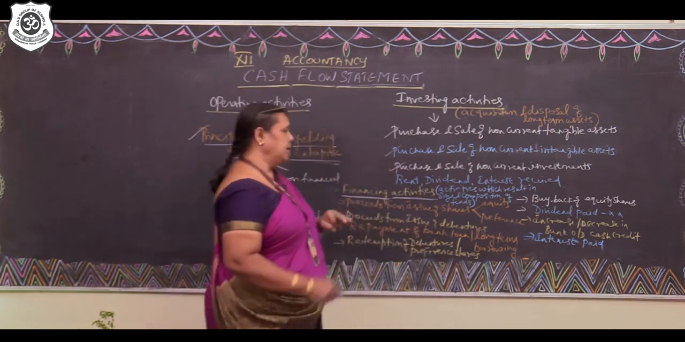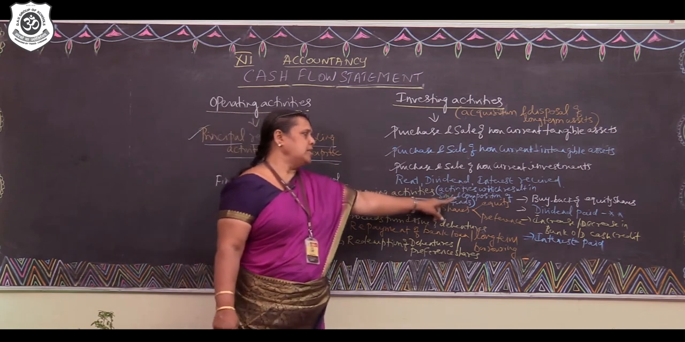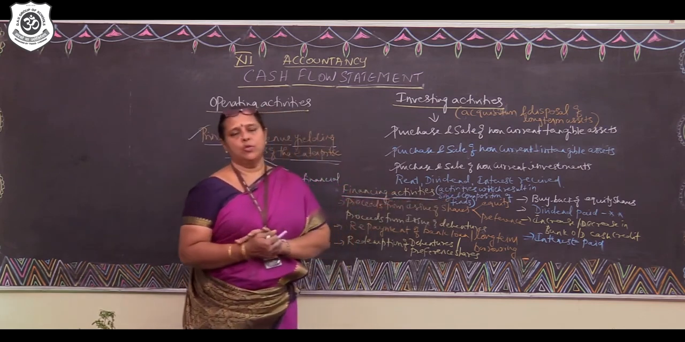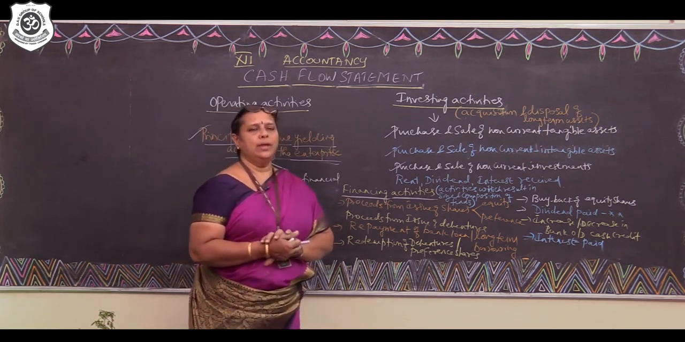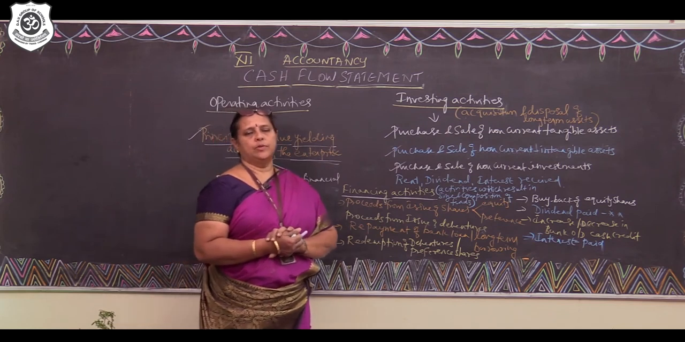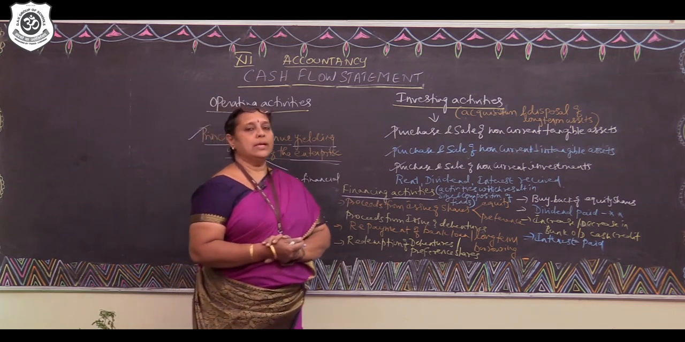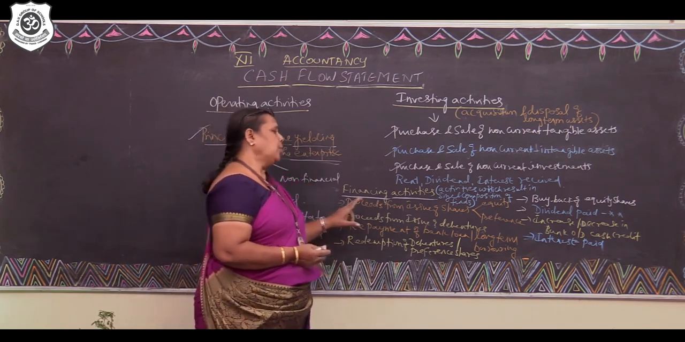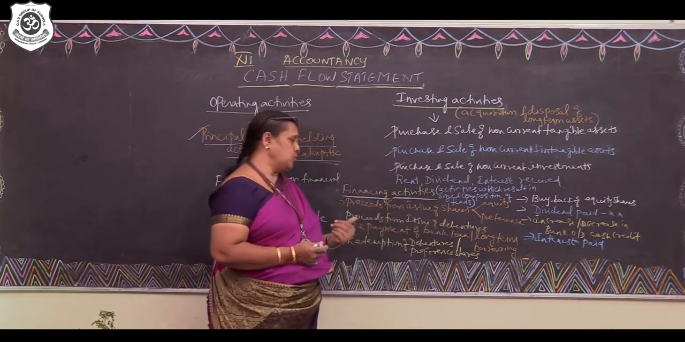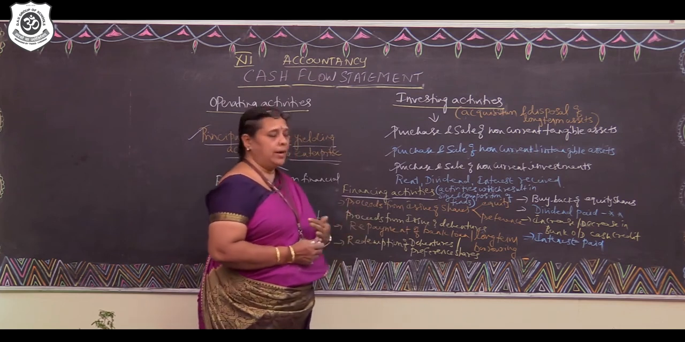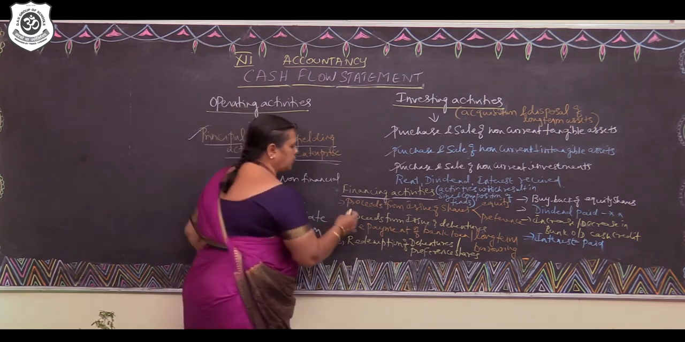The third category is financing activities. The financing activities are those activities which result in changes in the size and composition of owners' funds and borrowed funds. So, the financing activities are the main inflows of funds for meeting the operating and investing activities. Now, what are the examples of financing activities? Proceeds from issue of shares, equity shares or preference shares, by which there will be inflows. Then, proceeds from issue of debentures. Then, repayment of bank loan. We can include borrowings from bank.